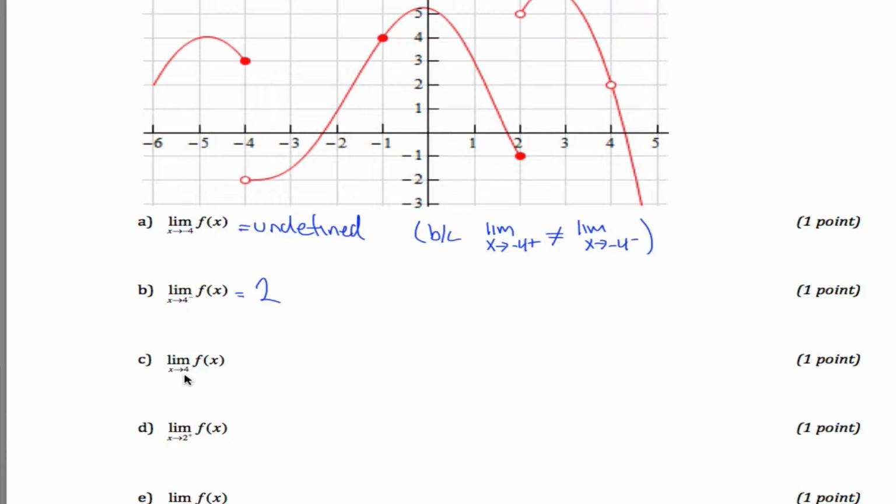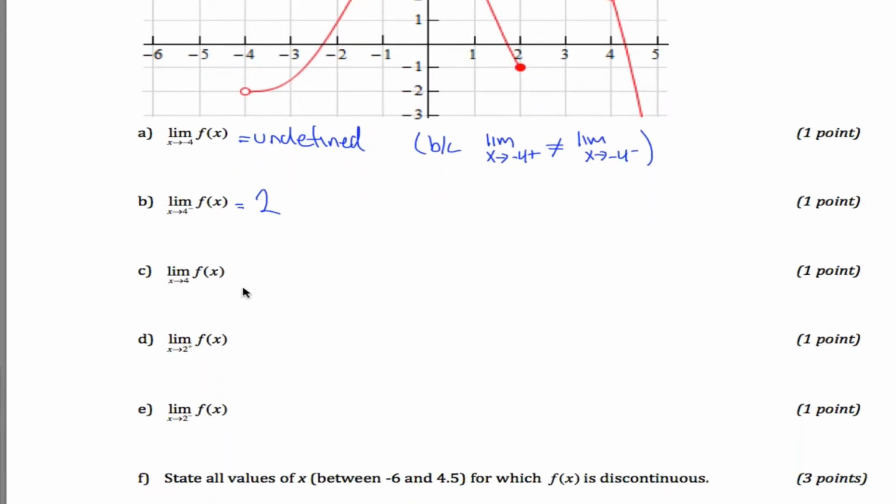The limit as x approaches 4 of f of x. Now it's not telling me from the left side or the right side. It's just saying the limit as x approaches 4. Turns out this is also 2. And the reason why is because the limit as x approaches 4 from the left-hand side is the same as the limit as x approaches 4 from the right-hand side, both of those being equal to 2.